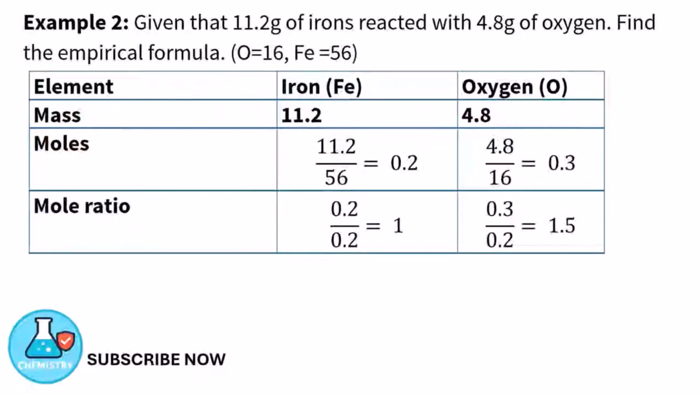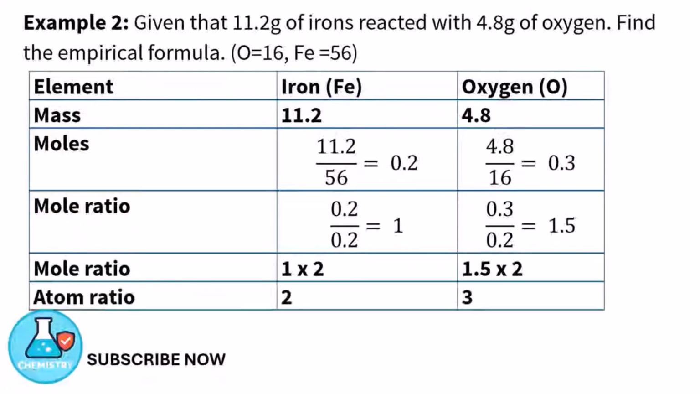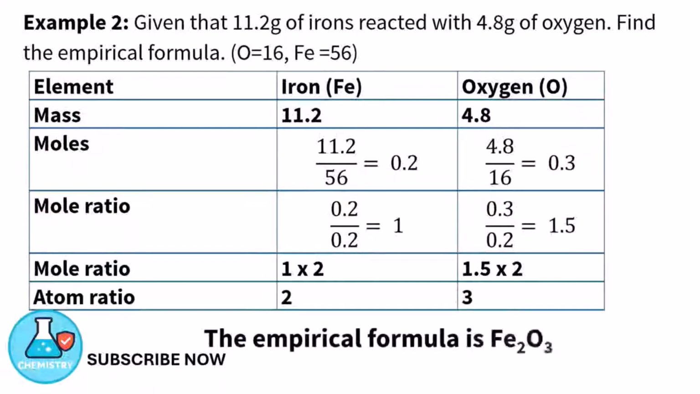Since we have 1.5, which is not a whole number, multiply both sides by the lowest number that makes the ratios whole numbers. Multiply by 2. Atom ratio is 2 to 3. Iron is 2. Oxygen is 3.